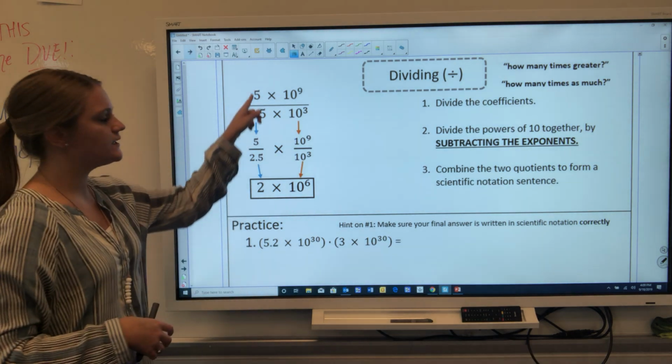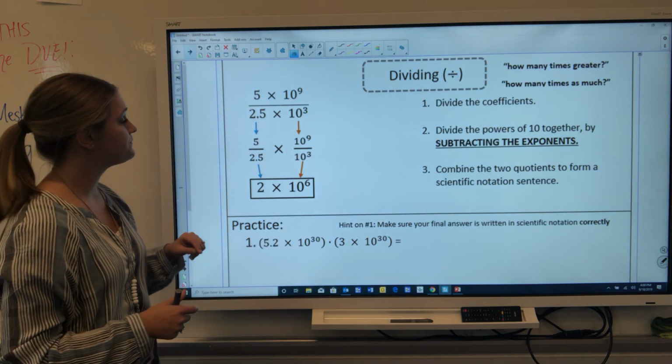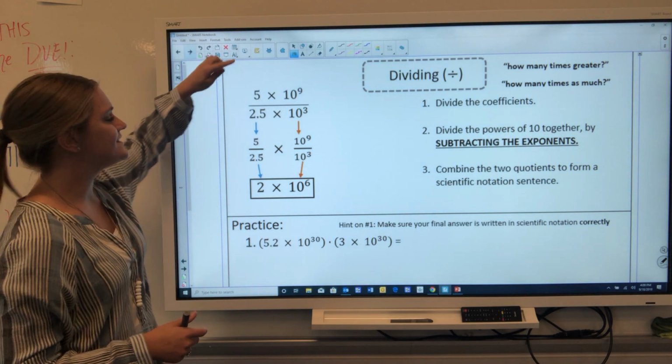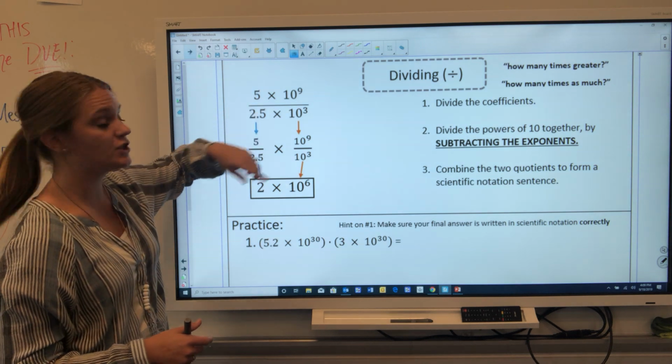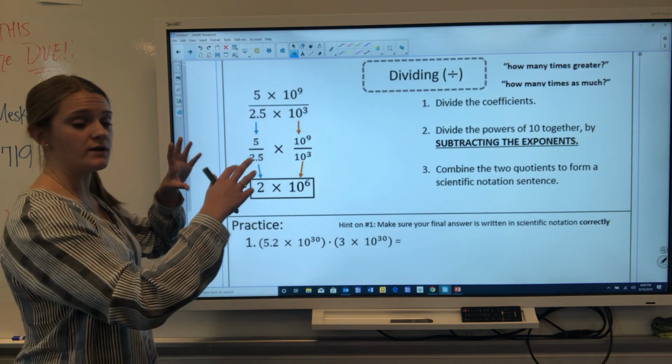So let's look at dividing these two scientific notation expressions. 5 times 10 to the 9th divided by 2.5 times 10 cubed. So I'm not going to divide those all at once. I'm going to separate them.